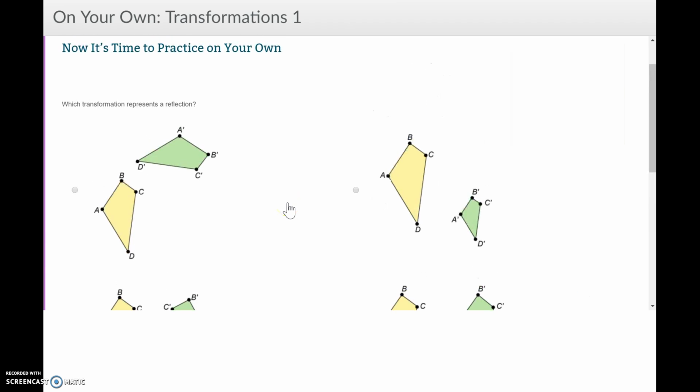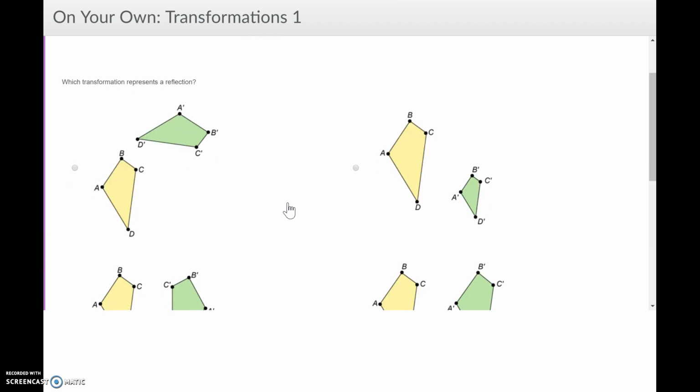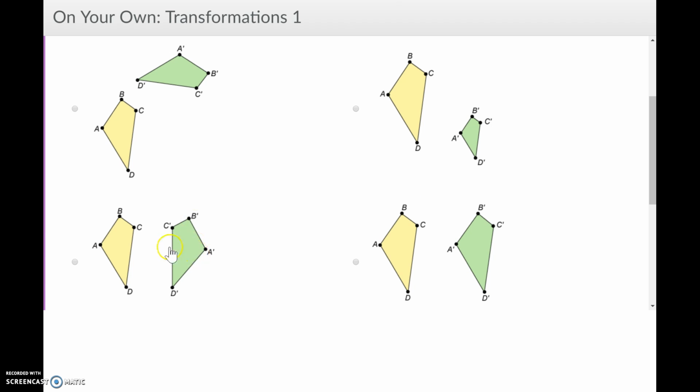All right, which transformation represents a reflection? So once again, this is obviously rotating around. Rotation. This one is changing size, has to be a dilation. This one over here, these points stay in the same place. It must have just slid over or translated over. And here, A is on the left, and now A is on the right, as if it was reflected in a mirror.